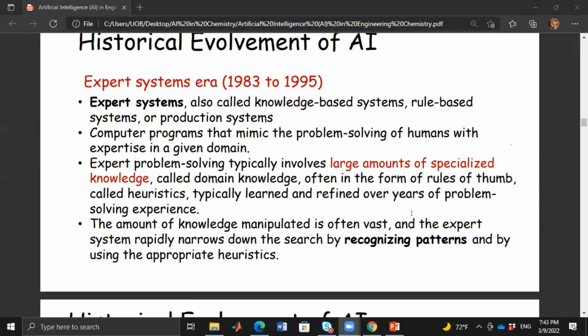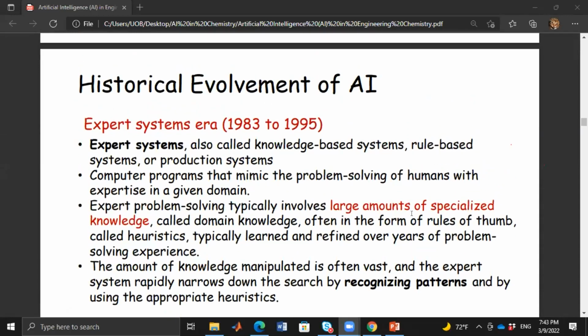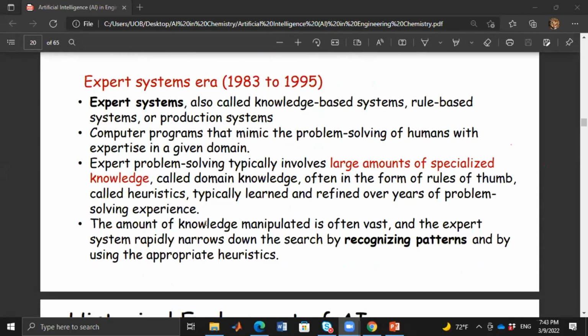طيب. ما بيبروح وايد عشان الوقت, أنا كل شوي قاعد أطلع الوقت عندي. And ال evolvement of the AI بالنسبة لنا إحنا ككيميكال إنجينيرز مر بثلاث فترات. عندنا ال expert system era اللي هي من 1983 ل 1955.